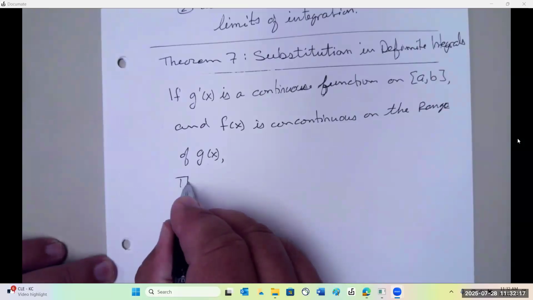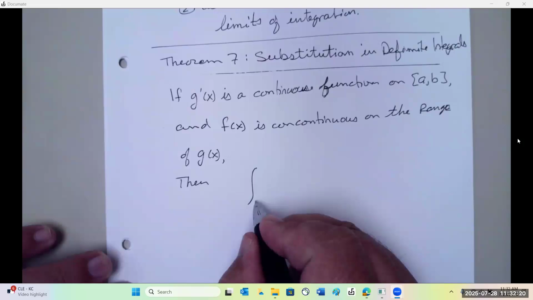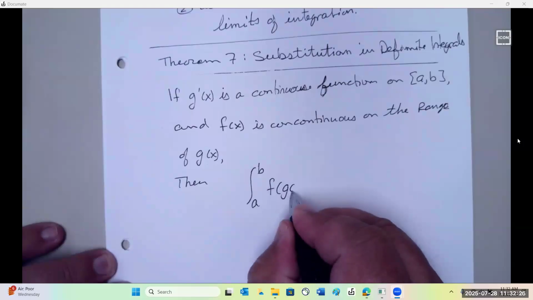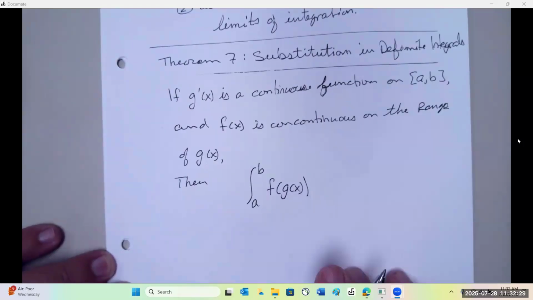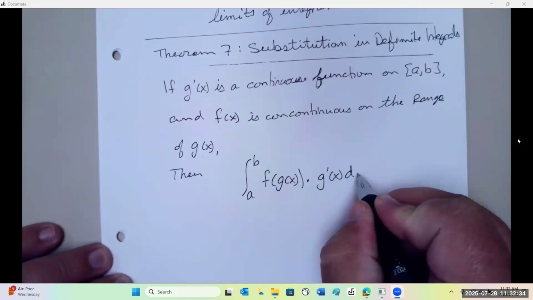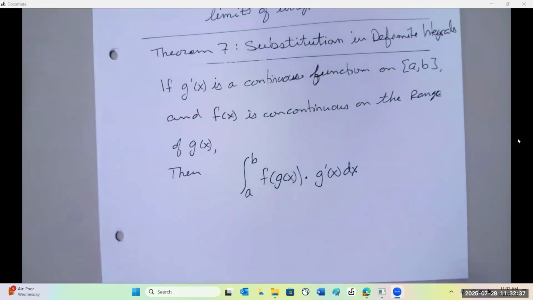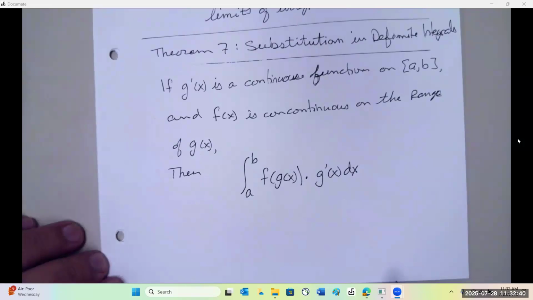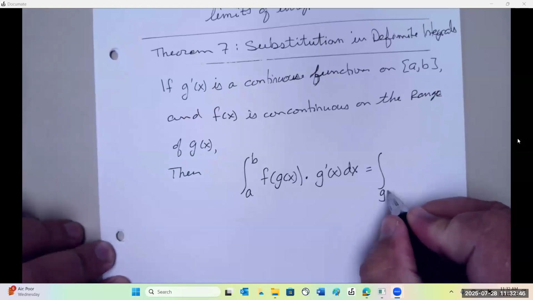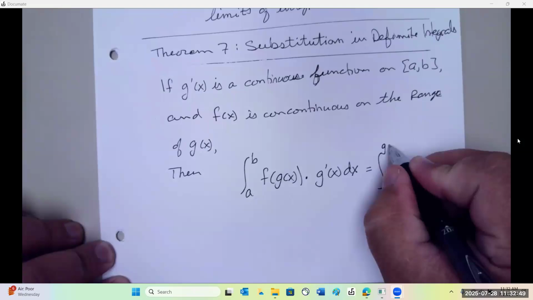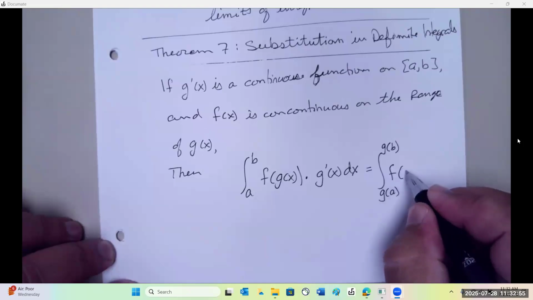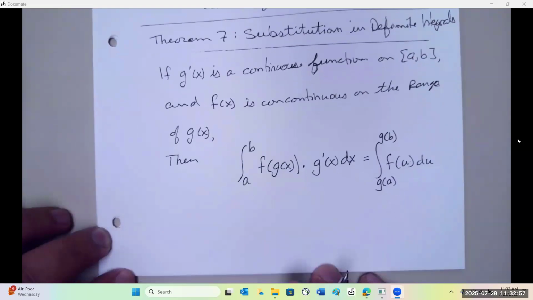If that's true, then we'll be using this formula a lot. The integral from a to b of f of g of x times the derivative of the inside function, g prime of x dx, then that equals the integral from g of a to g of b of f of u du.